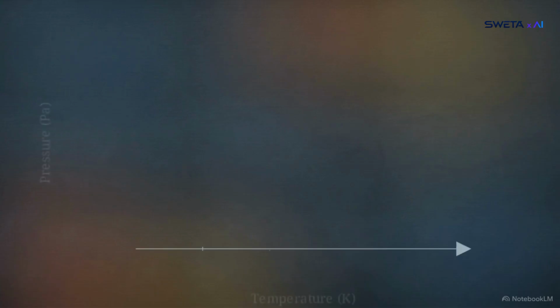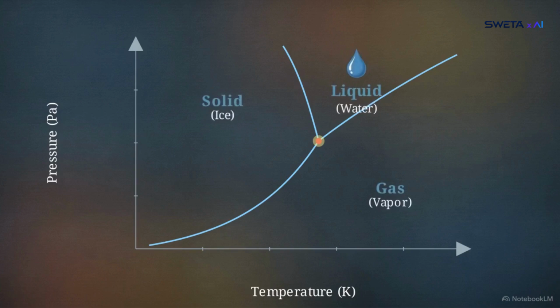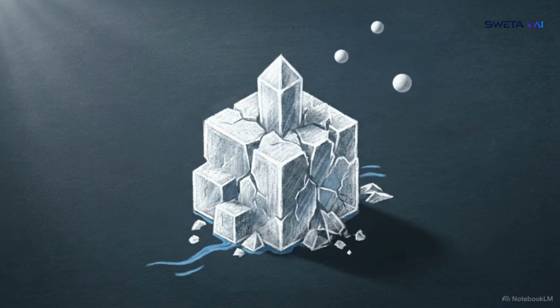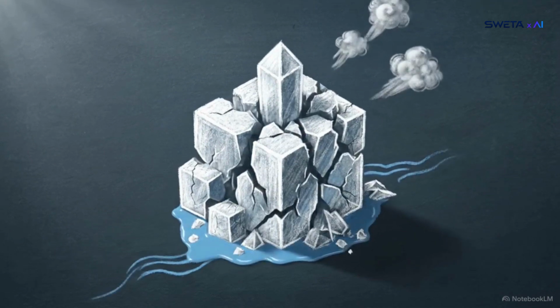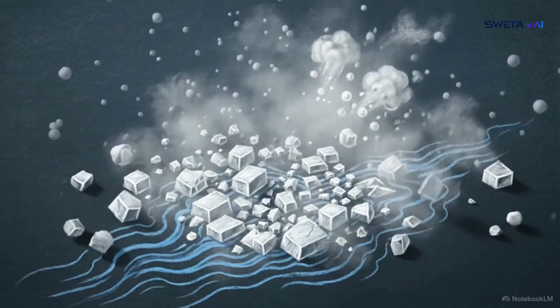On a phase diagram, pressure and temperature map a substance's states. At the triple point, all 3 phases exist simultaneously. For water, this occurs at 273.16 Kelvin and 611 pascals. Here, ice, liquid, and vapor coexist in perfect balance. Heat is more than a way to change temperature. It is the energy required to physically reorganize a substance's molecular structure into a new state.